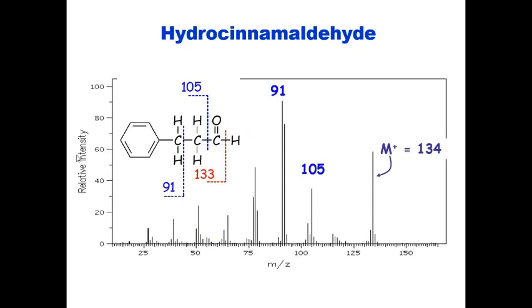So this is the example of one compound, hydrocinnamaldehyde. The molecular mass of this compound is 134, and we will get a molecular ion peak at 134. Here there is a release of CHO from this molecule. So we will have a peak at 105 due to the removal of CHO.